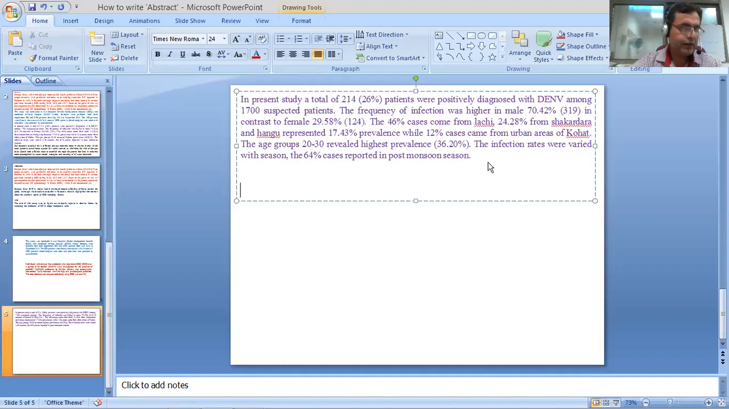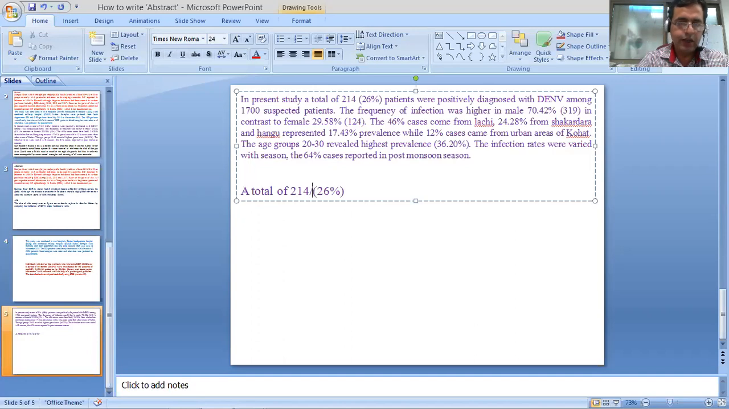Okay, so there are several mistakes, and the presentation of the results is also not good. Just look at how I'm going to state these results, the same results that he has actually mentioned here. So I can simply write that a total of 214, which is 26% or so, or I can just write 26% without mentioning the number, a total of 214, which makes 26%.